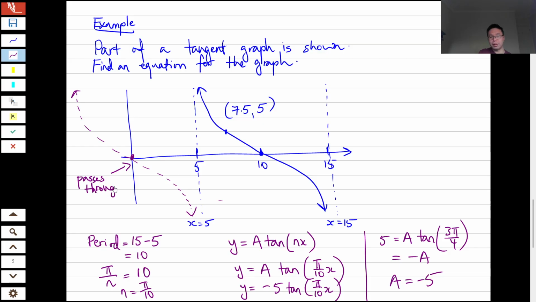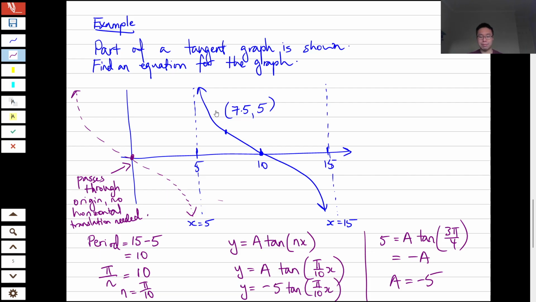The reason why the next branch of the tan graph on the left passes through the origin is because the period was 10. If the period wasn't 10, then we would need to do a horizontal translation. Finally, I just want you to remember I needed to use this point to define the vertical scale of the graph, which was captured in that value, capital A.